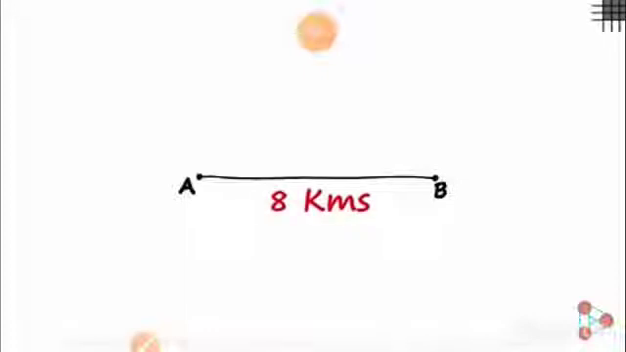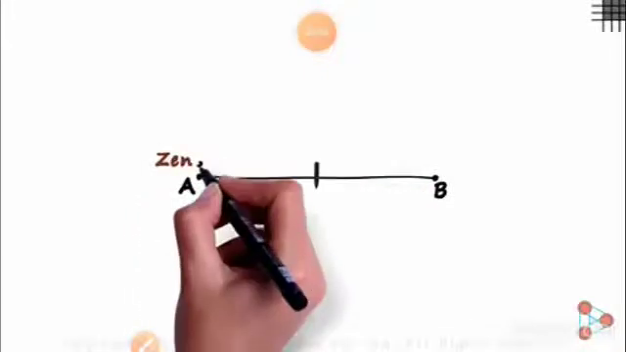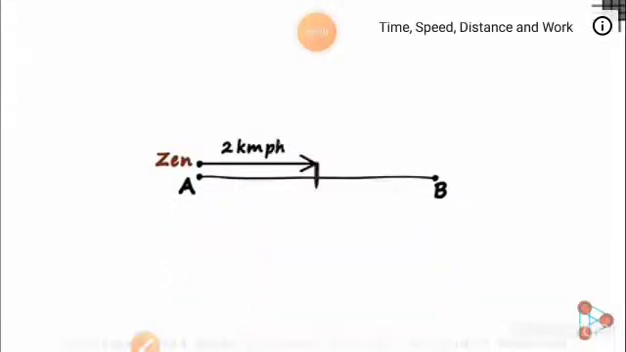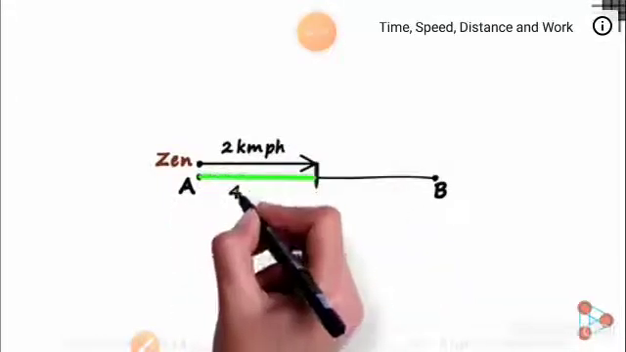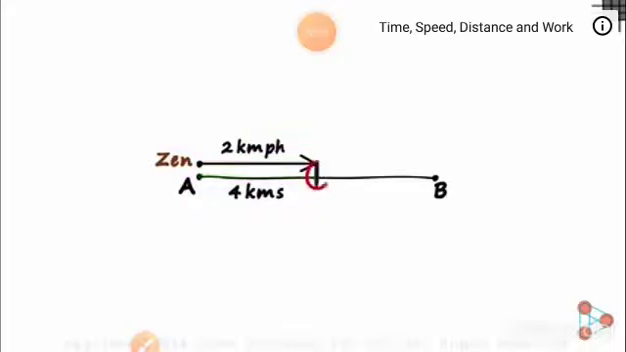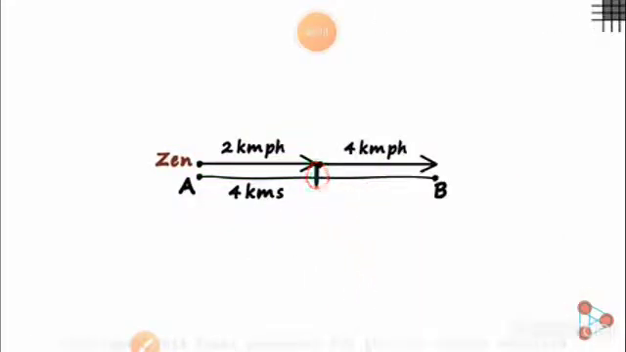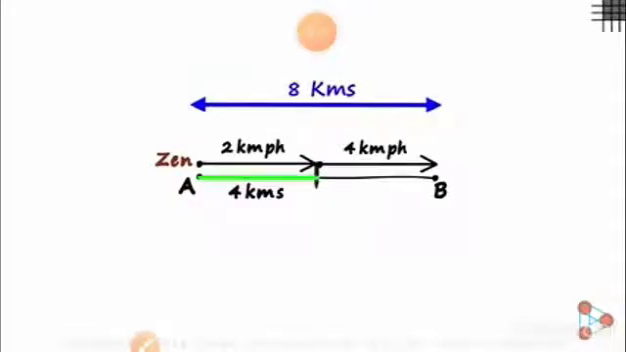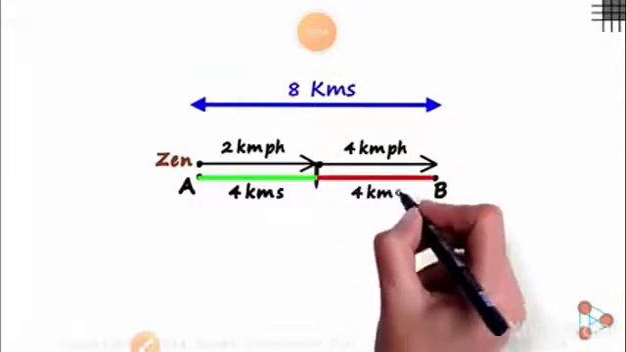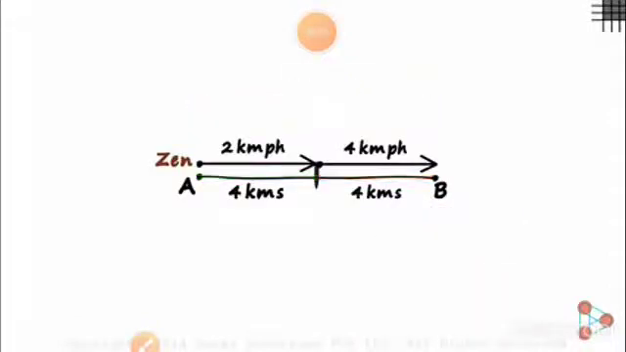Let's see about the average speed. So Zen travels from A to B, that means 8 kilometers, and Zen travels half the distance, 4 kilometers, at a speed of 2 kilometers per hour, and the remaining at 4 kilometers per hour. Since the total distance is 8 kilometers, the remaining will be 4 kilometers.